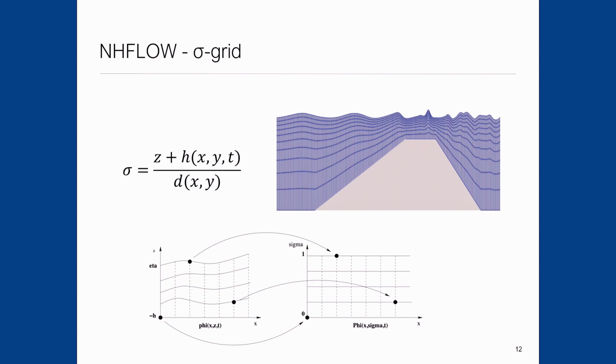Yeah, NHFlow uses a so-called sigma grid. It is a simple transformation in the vertical direction. So the idea is that the bottom grid line follows the bed topography, and the top grid line will follow the dynamically moving free surface. And then having the transformation inside the discretization, it's a very straightforward way to calculate and solve the equations on a sigma grid.